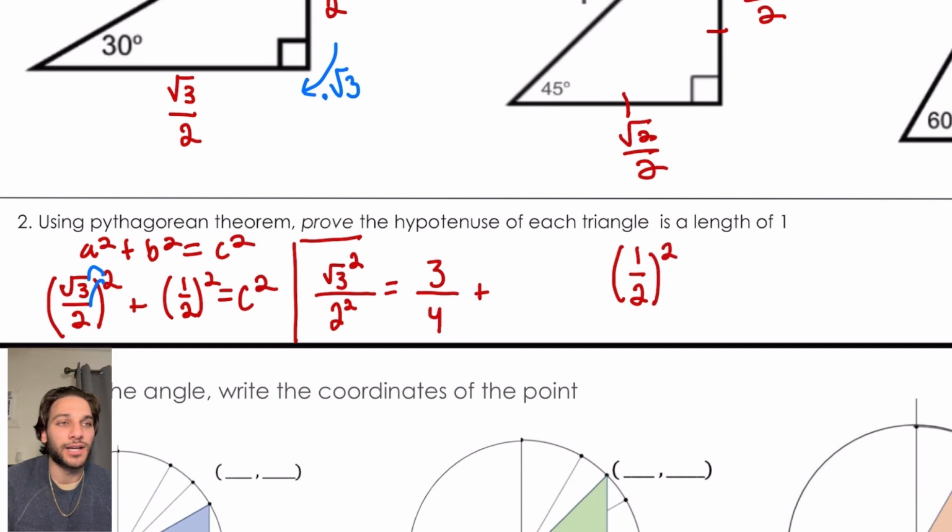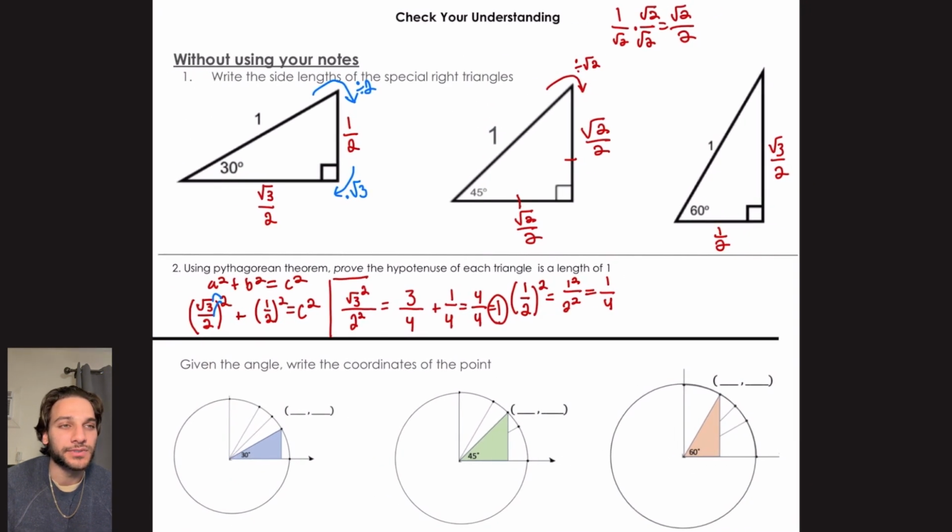For my next one, I'm going to distribute it again. So I'm going to get 1 squared over 2 squared. When I simplify that, I get 1 over 4. And then when we add fractions, we add the numerators but keep the denominators the same. So I get 4 over 4, which equals 1, which is the length of our hypotenuse.